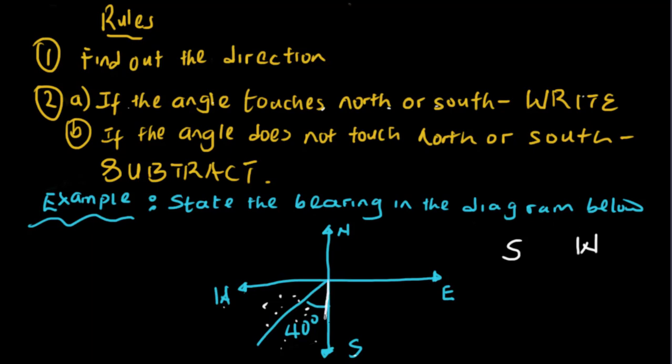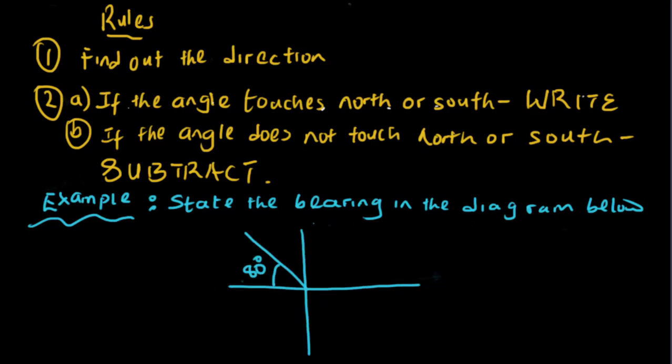Yes, so the angle is touching south. You can see it's touching south. So right, we have 40 degrees southwest. Do you understand? 40 degrees southwest. Now let's take another example.